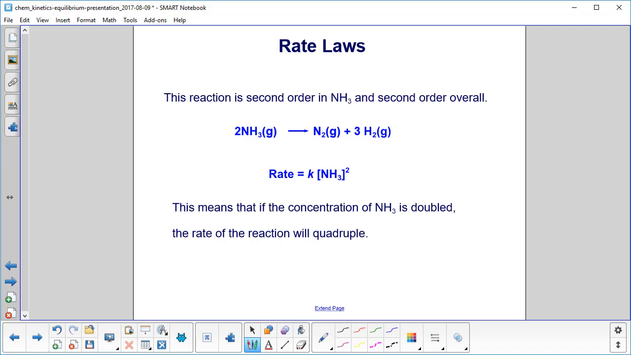One more example. We have azane going to nitrogen and hydrogen, and it was found experimentally that the reaction is second order in azane and second order overall. So here's our rate equation. That means, and you can see the 2 here, that if the concentration of azane is doubled, the rate of the reaction will quadruple.